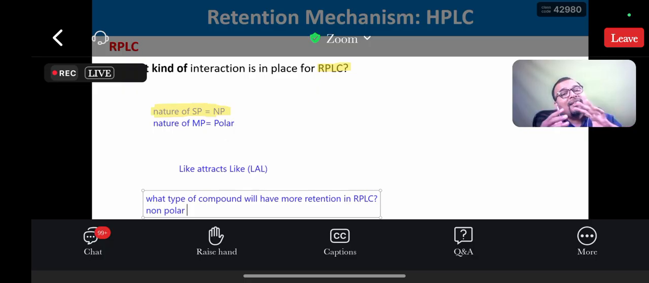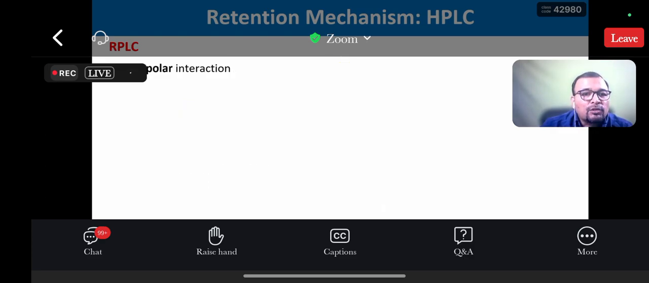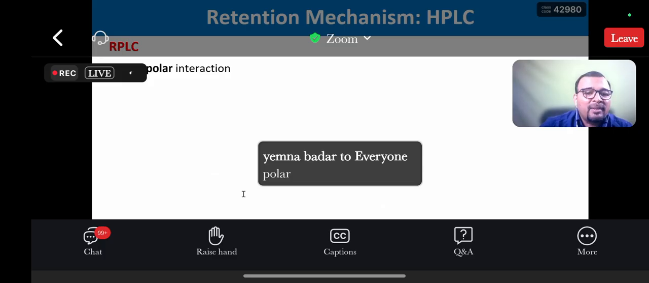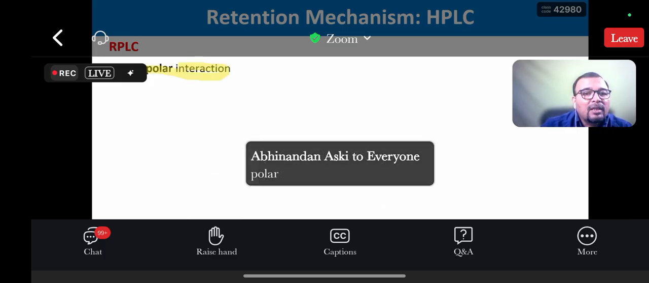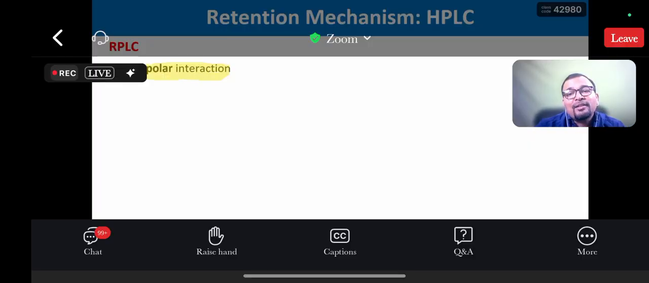And what is in case of NPLC, by the way? We'll talk about NPLC later on. So here is the important point now. In case of RPLC, you will see the non-polar interaction. What is the meaning of non-polar interaction? The interaction happens between non-polar compounds. Like the stationary phase is non-polar, your analyte is non-polar, so it is a non-polar interaction.